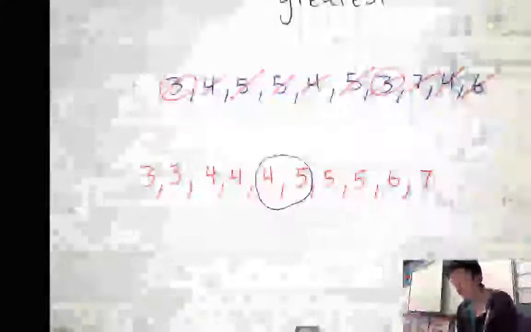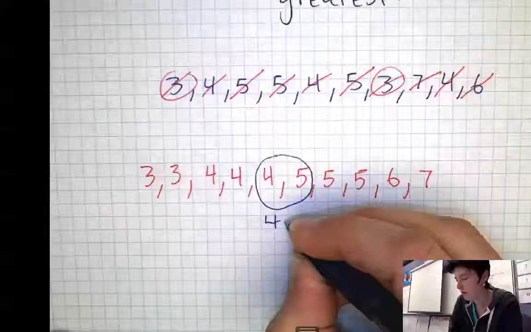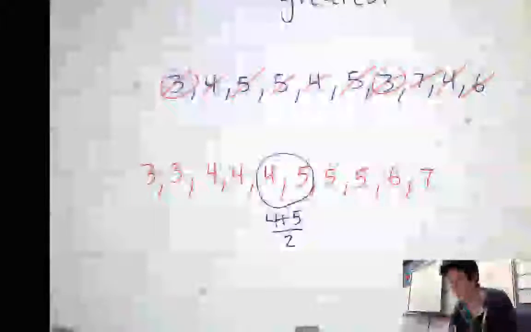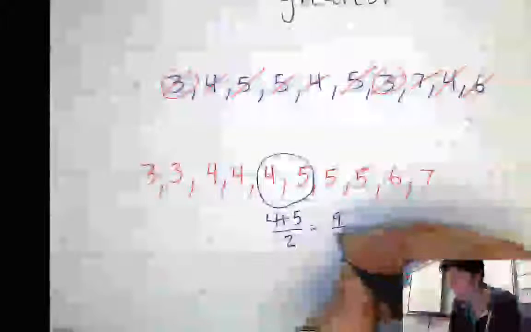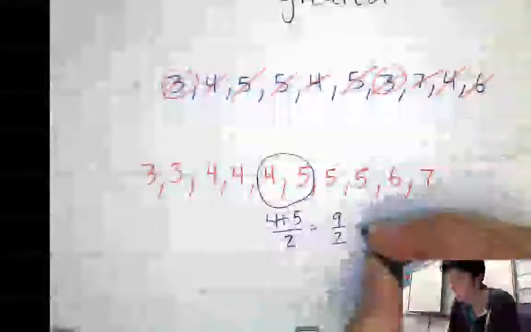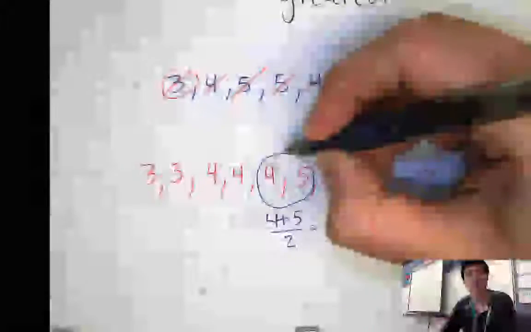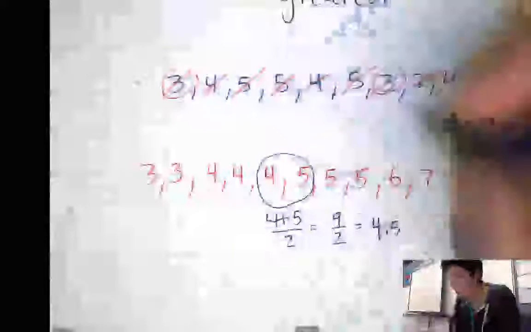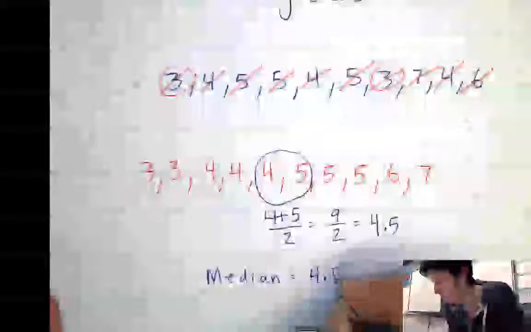So if there's 2 numbers in the center, I'm going to average them. 4 plus 5 divided by 2. Just find the average of those numbers. And 4 plus 5 is 9. So I'm going to have 9 divided by 2, and 9 divided by 2 is 4.5. And logically, I can kind of think in my head, what's in the middle of 4 and 5? Oh, 4.5. So my median is equal to 4.5. That's my middle value.